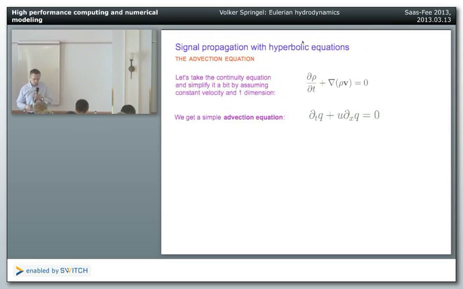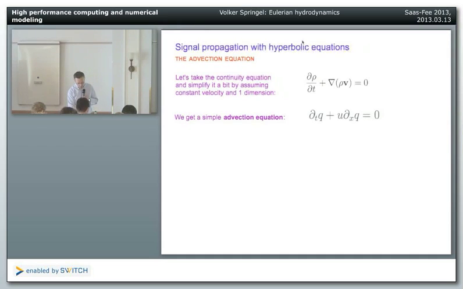And this particular type of equation is very useful because it highlights some of the fundamental aspects that appear when you try to integrate such hyperbolic partial differential equations. Now, I changed notation here from the rho to the q. So this is the quantity that we want to transport, we want to advect. And the velocity, the constant velocity, is this u here in the x direction.